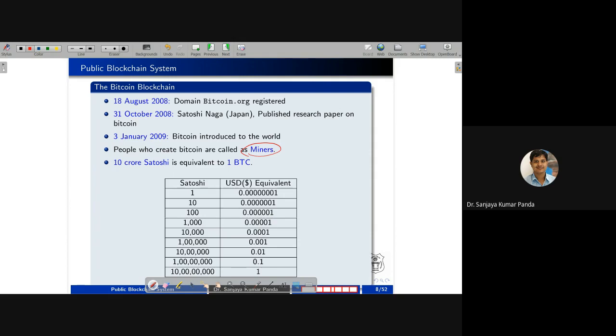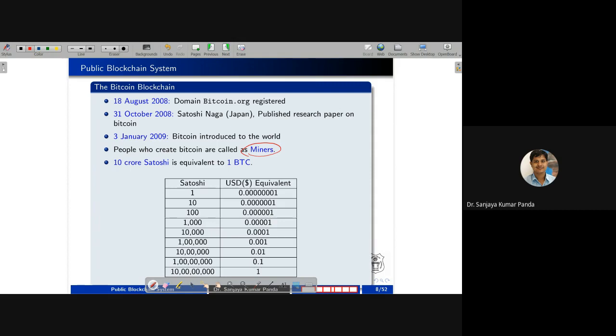And the US equivalent: earlier, one Bitcoin was less than one US dollar, right? But over a period of time, you can see the Bitcoin cost has increased, right? Earlier it was very low, but nowadays the Bitcoin cost is very, very high. Like you can say a 5-digit US dollar amount is equal to one Bitcoin. Like here you can see one Satoshi is equal to 0.00000001.